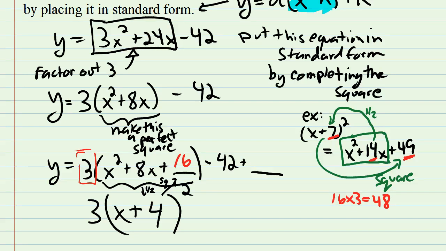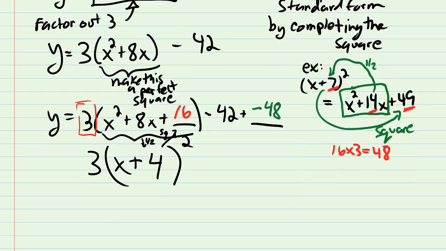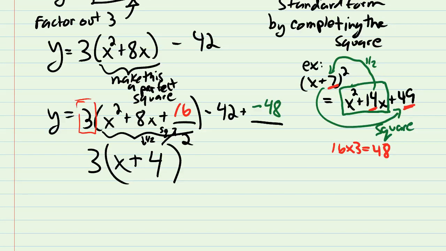If we were to multiply this out, there'd be a 48 as the constant term, and so that 48 that we've added needs to be taken away to keep the balance. And so the final result would be y equals 3 times the quantity of x plus 4 squared, and then between the negative 42 and the negative 48 we end up with negative 90.